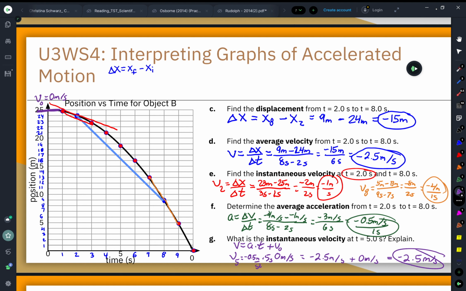So at this point, our slope should be negative 2.5 meters per second, which if we were to look at the average velocity from 2 to 8, we also said that was negative 2.5 meters per second, and that would correspond with our velocity at exactly 5 seconds, which is the middle time, of negative 2.5 meters per second.